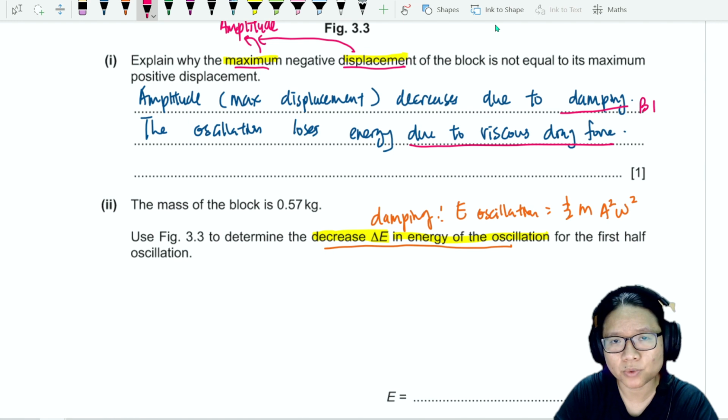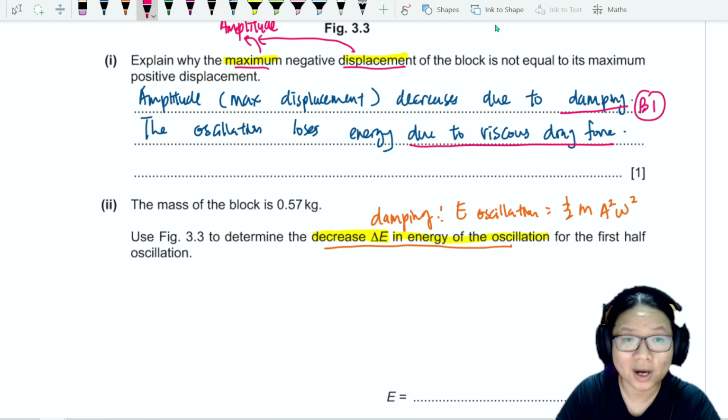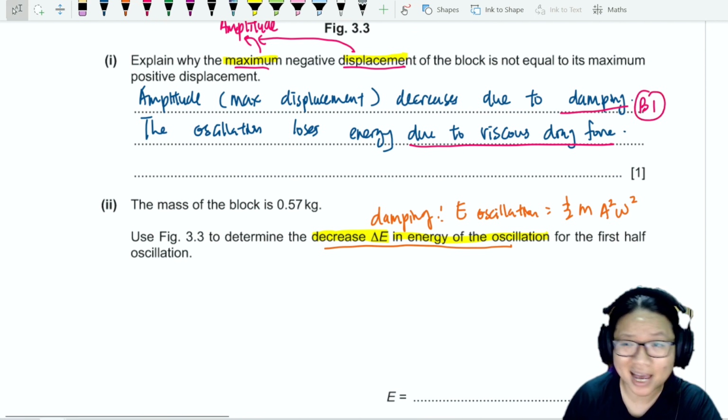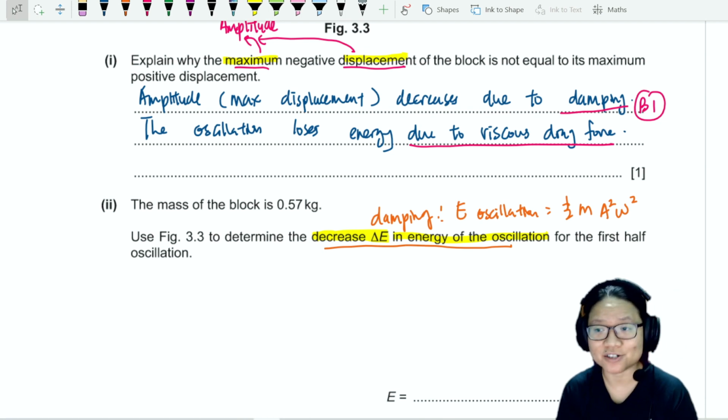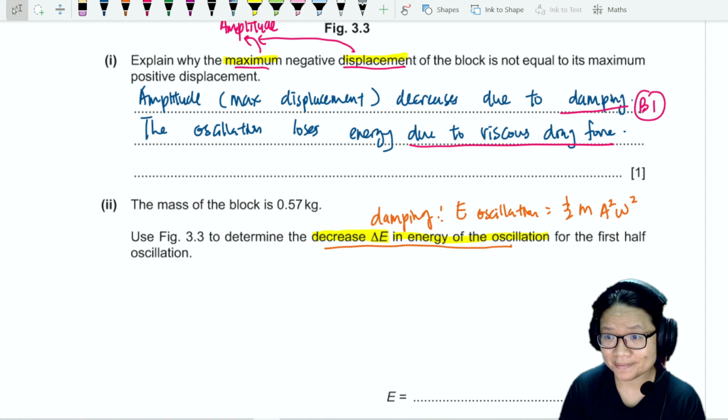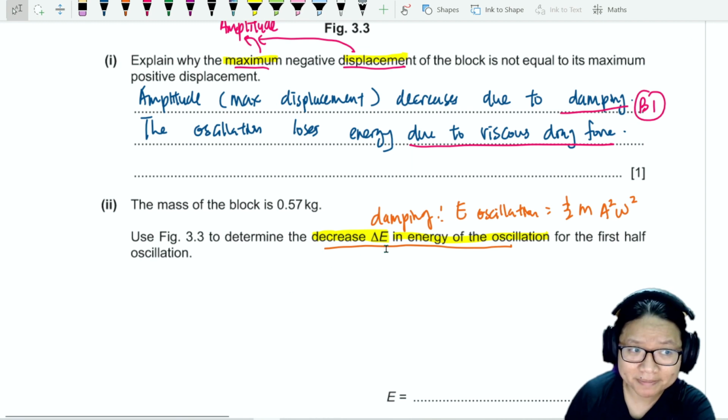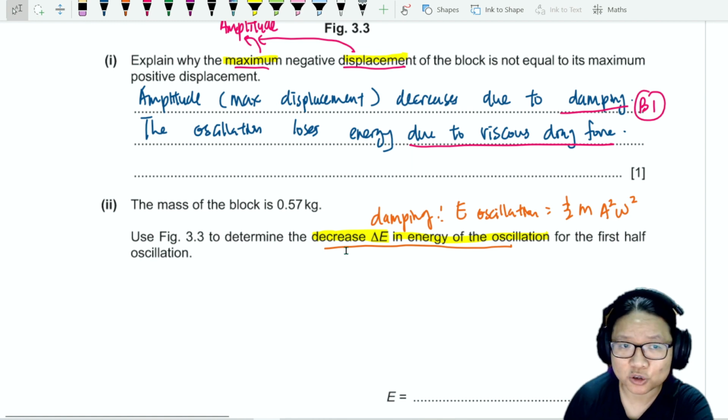This one is P1. But the whole idea is the energy decreases, and throughout the question, they try to hint at you that the energy is decreasing, that there is damping. Speaking of which, now we have to find the decrease in energy. Let us revisit the equation a bit.